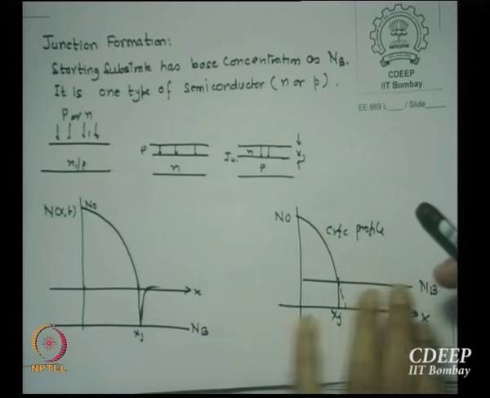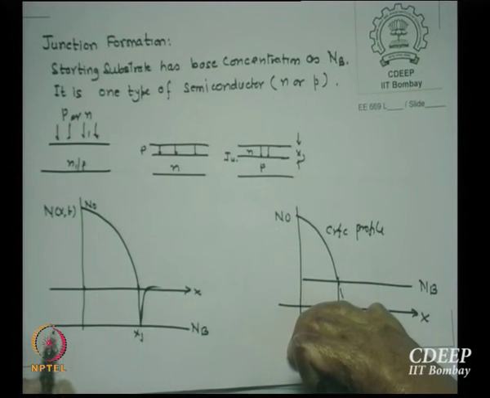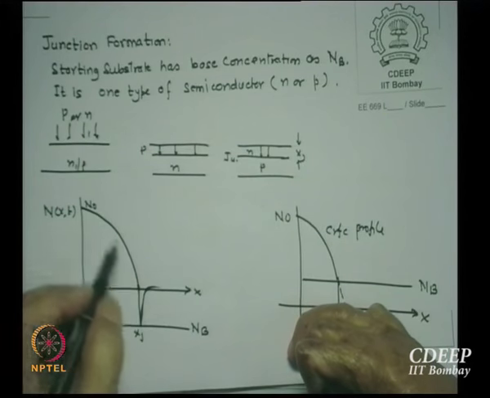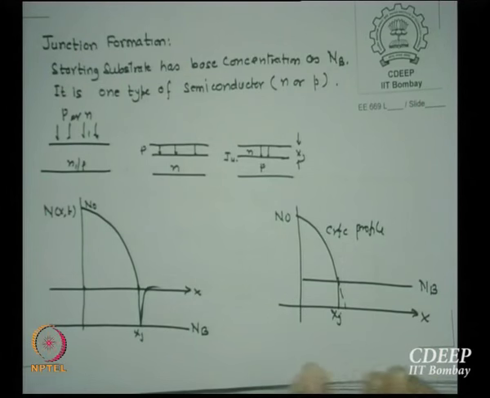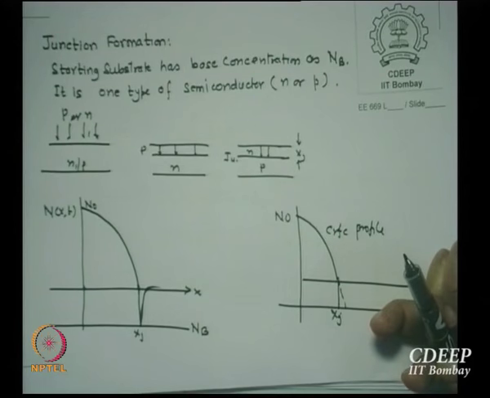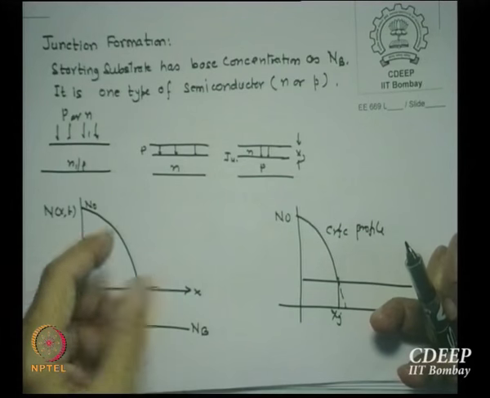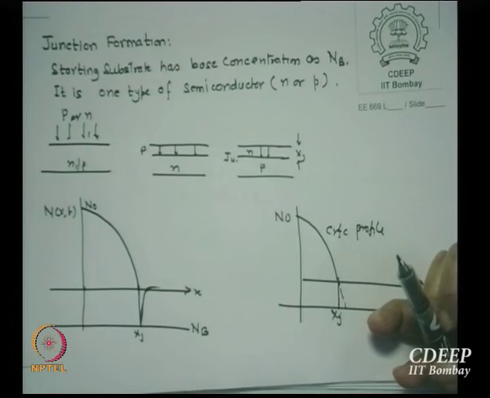You can also show it this way, which is how most books show. If I have a background concentration of NB, whatever it is, and I introduce impurities that start getting inside the wafer for a given temperature cycle, at a given temperature and given time, a D1, T1 something I fixed, the impurity profile is something like this.